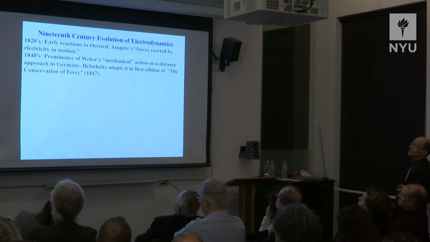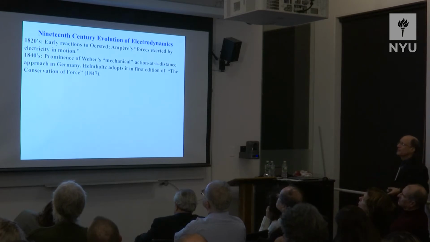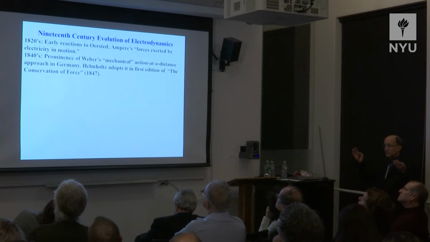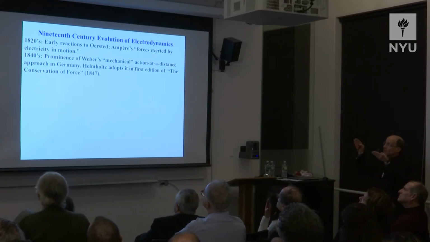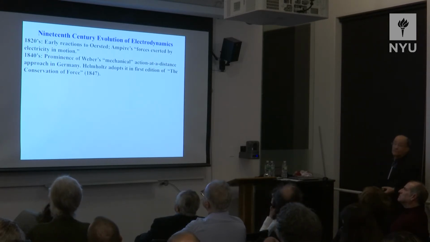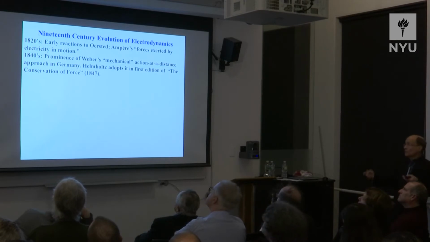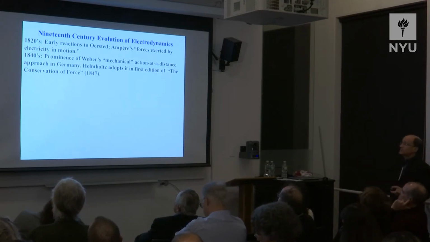In the 1840s in Germany, Weber had a mechanical action at a distance approach, very much indebted to Ampère. And Helmholtz, in the first edition of the Conservation of Force, just adopts that. For him, electrodynamics means Weber. So, of course, it can all be reduced to a Kantian or Newtonian action at a distance framework.